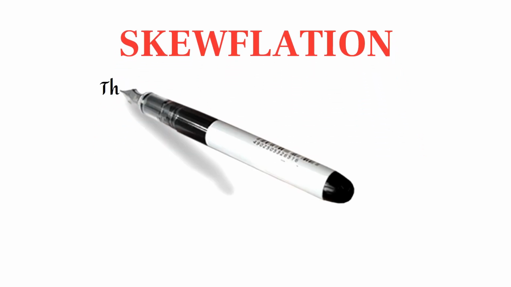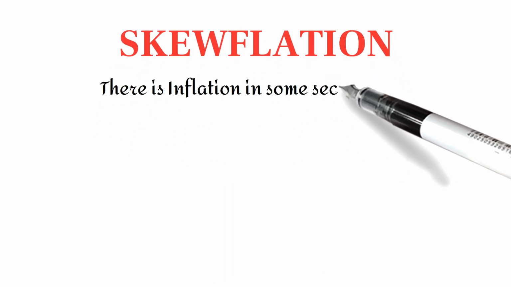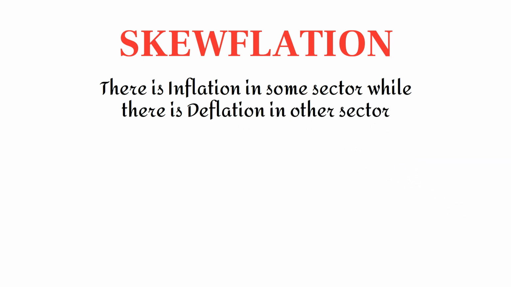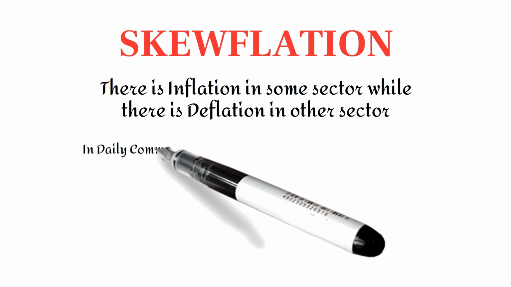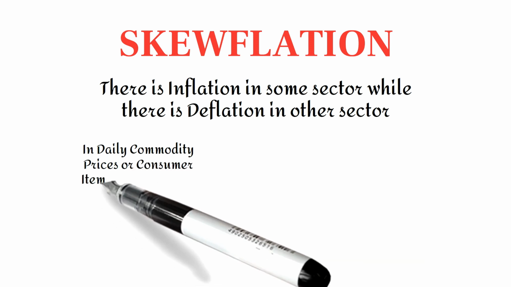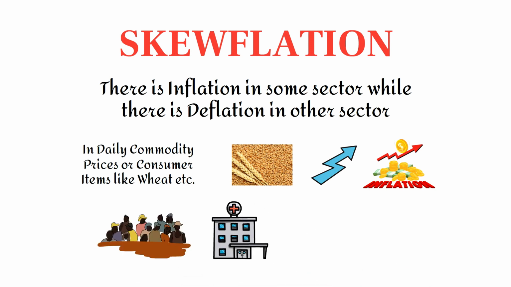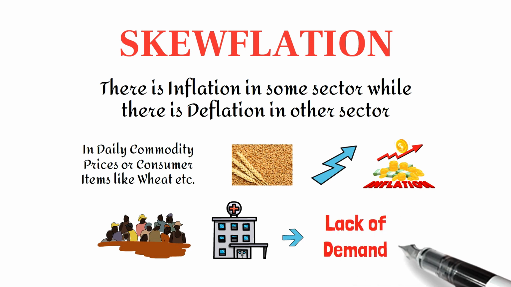Our next term is skewflation. Skewflation means that there is inflation in some sectors while there is deflation in other sectors. For example, in daily commodity prices or consumer items like wheat, etc., there is high inflation. Okay, but in sectors like tourism and hospitality, there is a lack of demand.